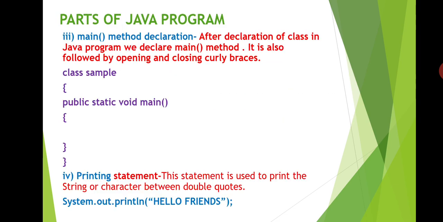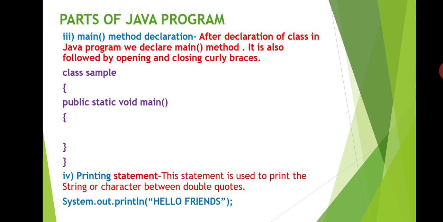Now the third part of the Java program is that within the curly braces of the class definition, the first thing which you will write is public static void main. It means here you are writing the main function. Now the main function or main method is the part where we write the instructions so that these instructions are executed by the computer.